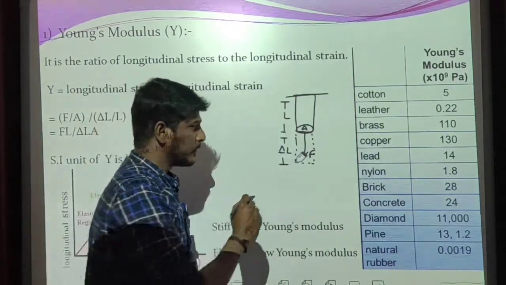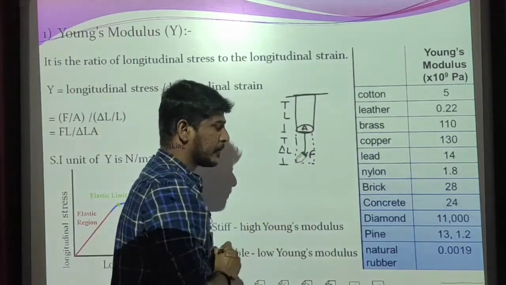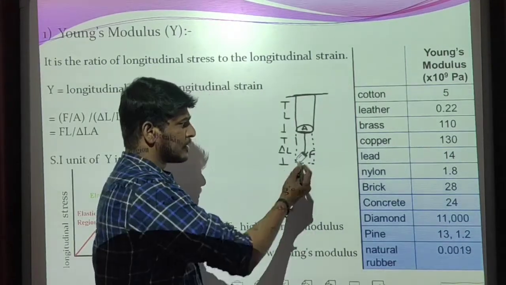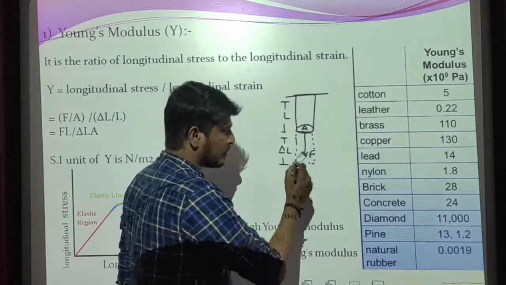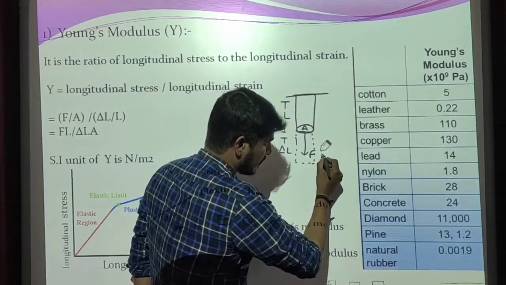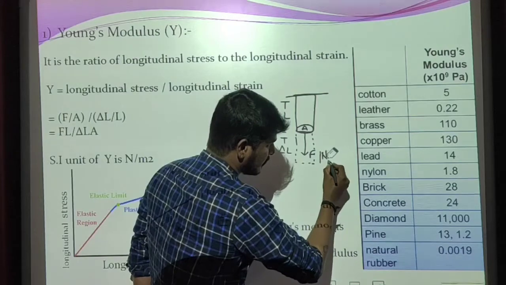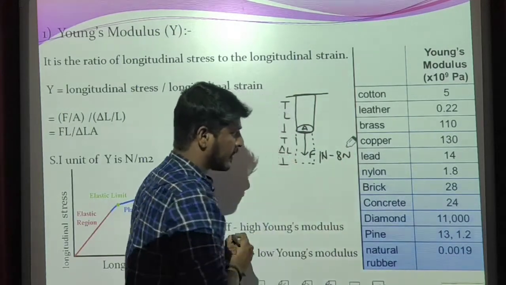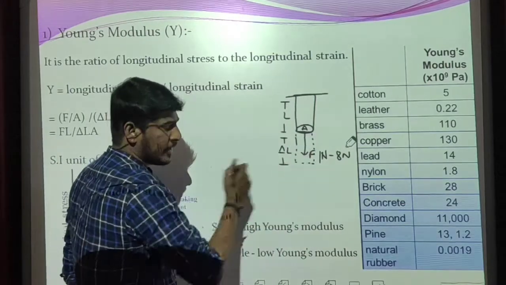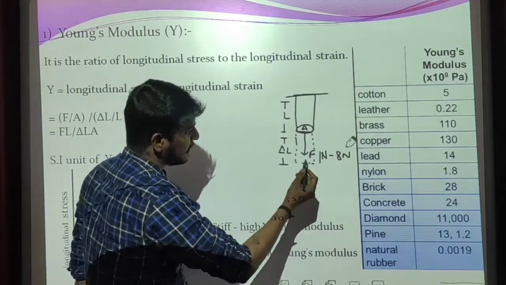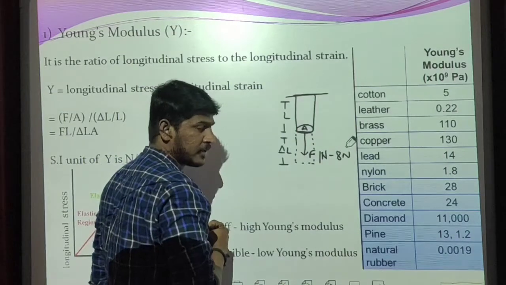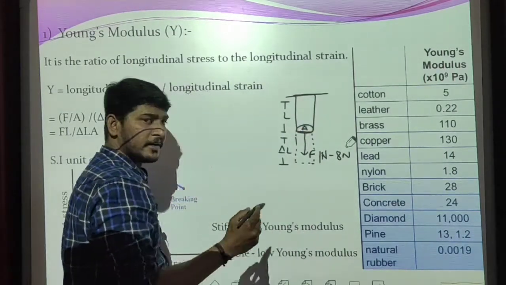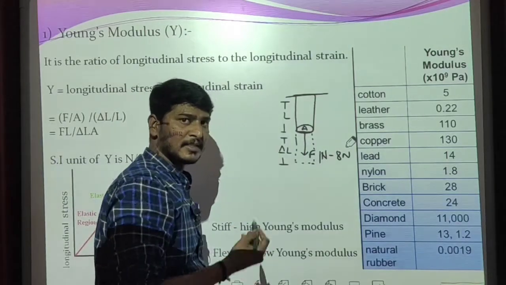Here we need to perform this experiment for different deforming force values. Initially I am going to apply force from 1 Newton to 8 Newton. Then there is an increase in length of this object. When we remove this deforming force, this body will regain its original size and shape. It is due to the property of elasticity.